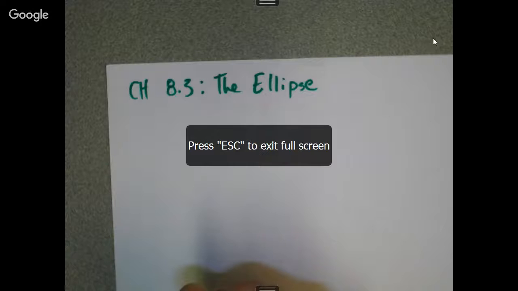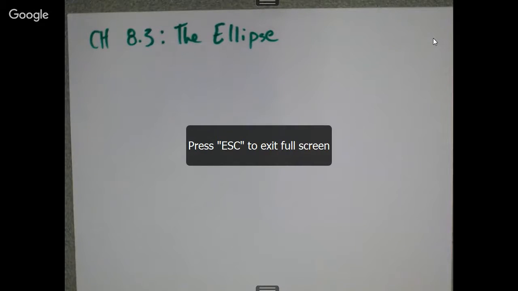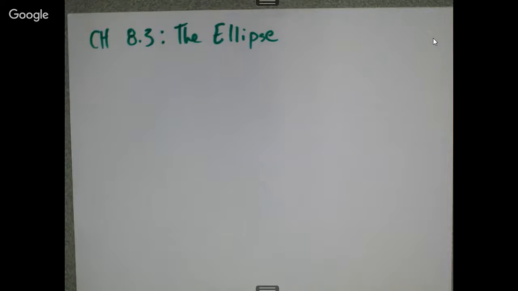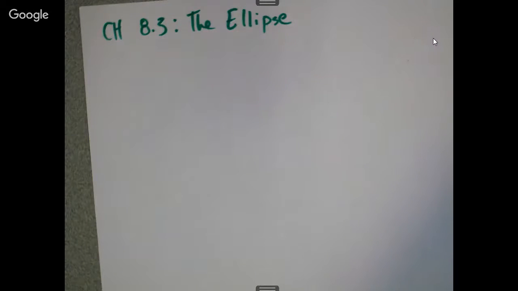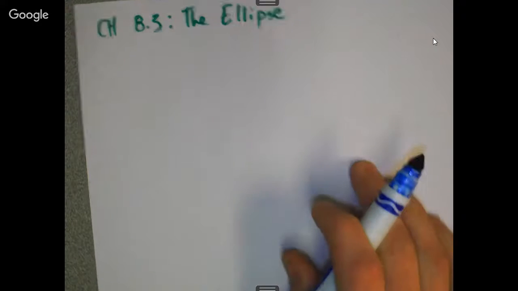All right, welcome. This is chapter 8.2, the ellipse. So let's go over a definition and we'll draw a picture of what an ellipse is. An ellipse is the set of all points in a plane, the sum of whose distances from two fixed points is constant. Okay, so we have two fixed points, and these two fixed points are called foci.